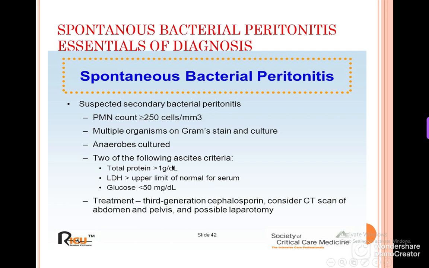Two of the following ascitic fluid criteria: total protein should be less than 1 gram, LDH more than the upper limit of normal for the serum, and glucose less than 50 milligram, because the organisms consume glucose, so it is lower in comparison with the random blood sugar. The treatment is a third generation cephalosporin, consider CT scanning of abdomen and pelvis, possibly laparotomy, if you suspect the secondary type of bacterial peritonitis. But this is spontaneous bacterial peritonitis, so do not mix it with this. This is primary peritonitis.